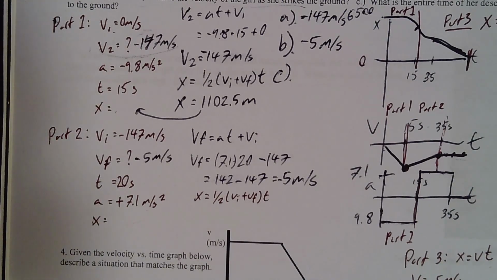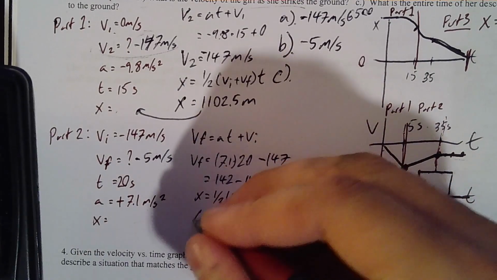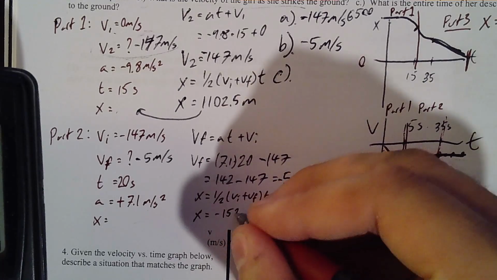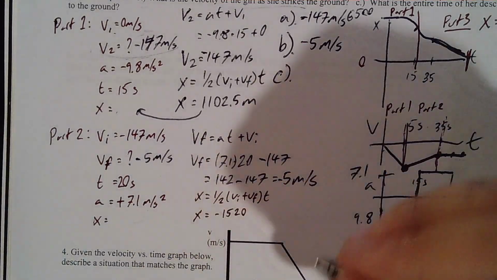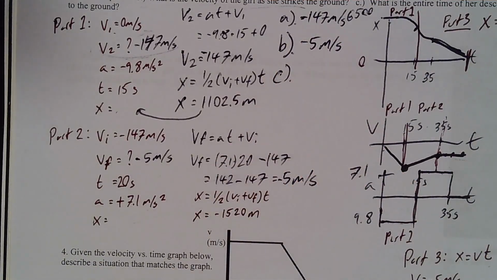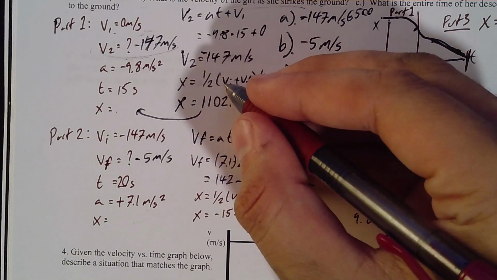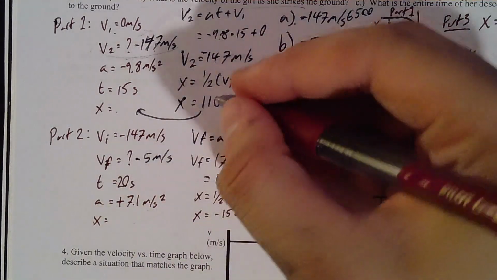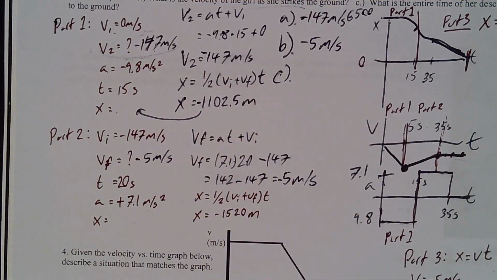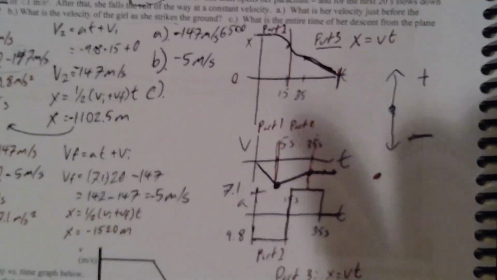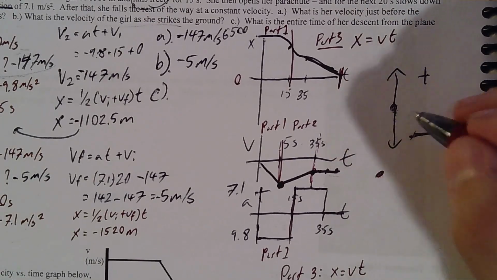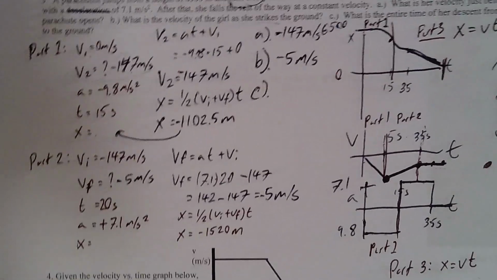147 plus 5 divided by 2, make it negative, and then multiply it by 20. We get a solid x is equal to negative 1,520 meters. This brings up an interesting point that I definitely forgot to do earlier. Our velocity here is negative 147, so our position here should also be negative. If we think about this, our displacement is also downward, so our displacement should also be negative here.